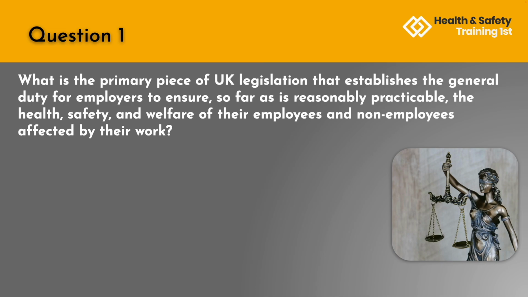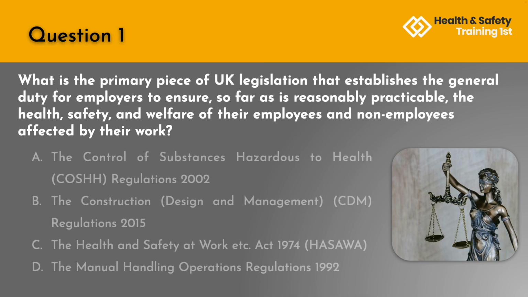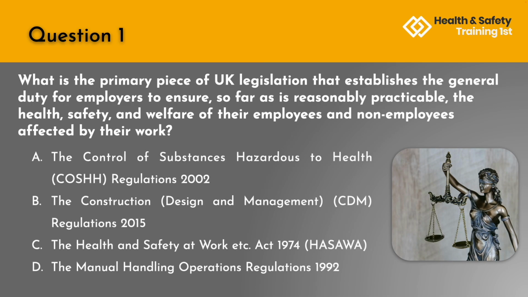Question 1. What is the primary piece of UK legislation that establishes the general duty for employers to ensure, so far as reasonably practicable, the health, safety and welfare of their employees and non-employees affected by their work? A. The Control of Substances Hazardous to Health, COSHH Regulations of 2002. B. The Construction, Design and Management CDM Regulations of 2015. C. The Health and Safety at Work etc. Act of 1974. Or D. The Manual Handling Operations Regulations of 1992.